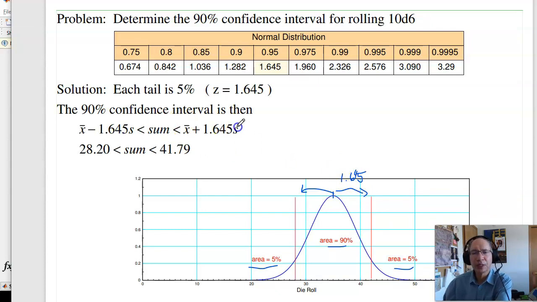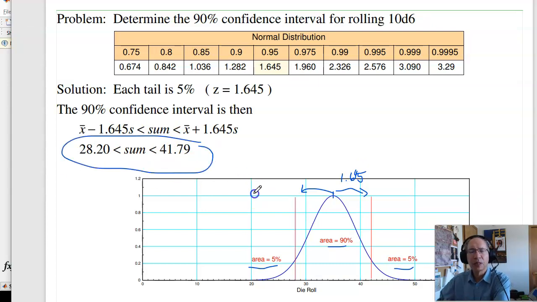So the confidence interval is the mean minus 1.645 standard deviations, and the mean plus 1.645 standard deviations. So 90% of the time, when I roll a level 10 fireball, I should do somewhere between 28.2 damage and 41.79 damage.